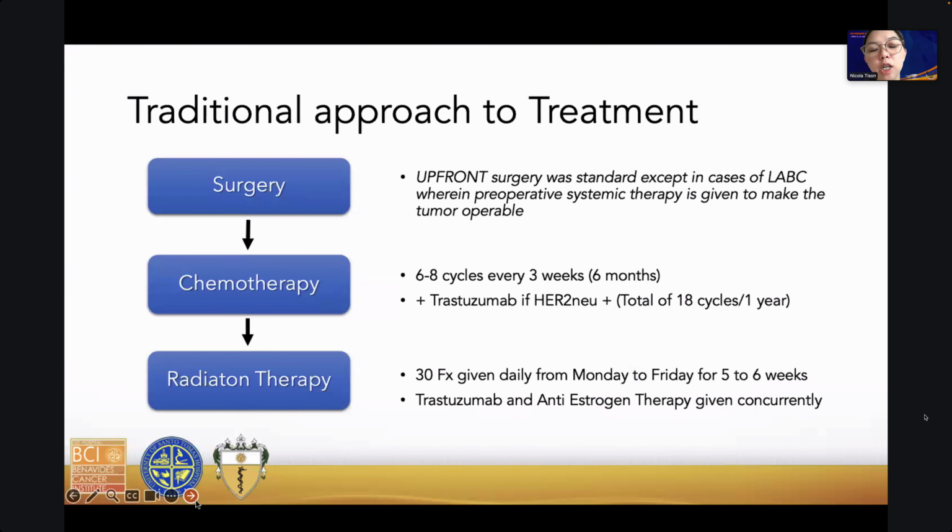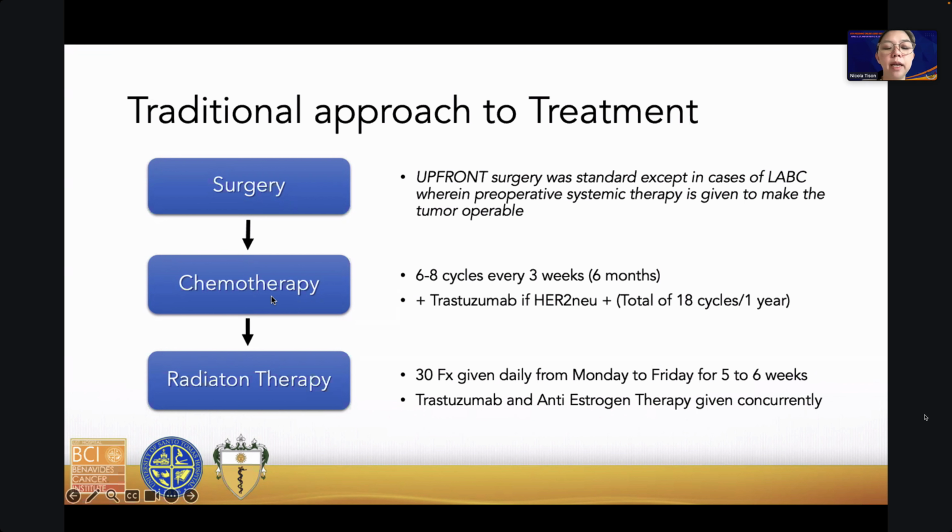Now, this is the traditional approach to the treatment of breast cancer. During my residency, this is how we used to treat all our breast cancer patients. Traditionally, we would do upfront surgery for all patients, except in cases of locally advanced breast cancer, which is inoperable. In locally advanced breast cancer, we would give pre-op systemic therapy just to make it operable. The sandwich technique was used before: we give 3 cycles, do the surgery, and then complete the chemo after surgery.